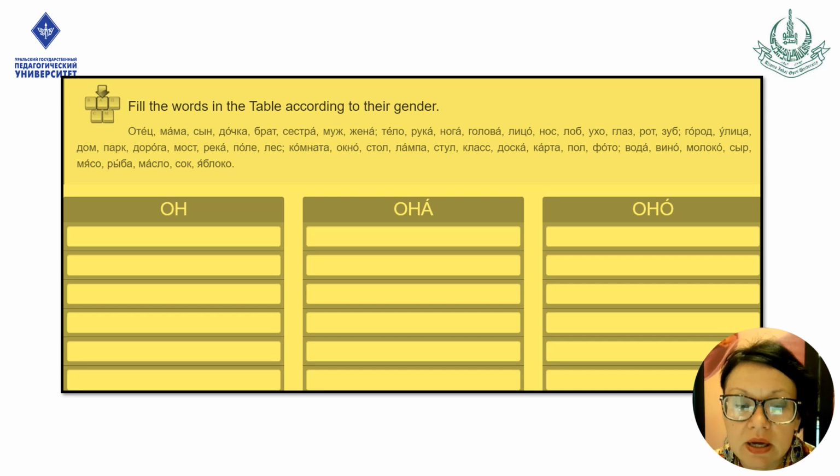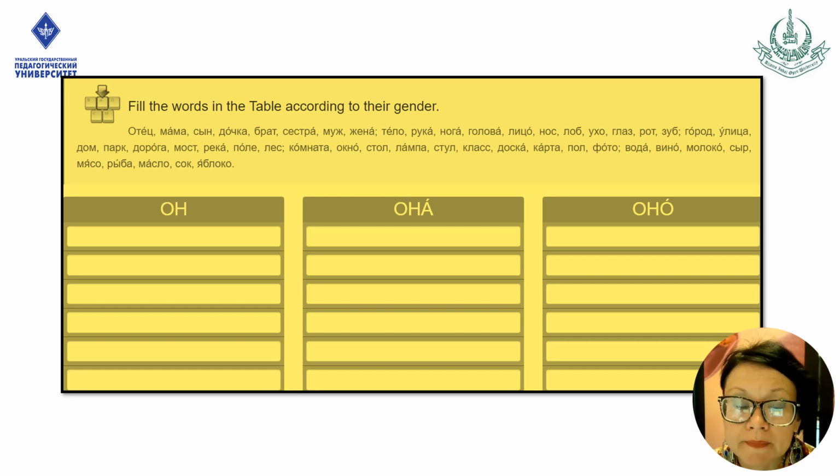Отец, ц is always hard, so it's a consonant, so it's он, male gender. Мама, the ending is a, so it corresponds to она, feminine. Сын, hard stem, n, hard consonant, no ending, it's masculine, он.